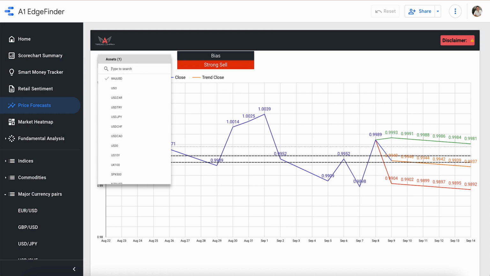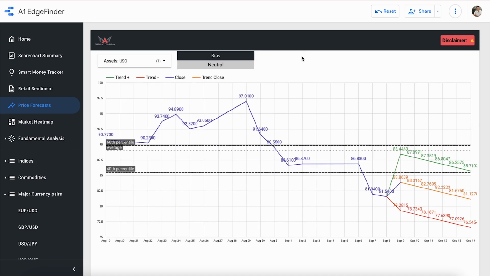So if I wanted to do, say, how about GBP? You know, there's all our pound pairs, JPY. There we go. But we're going to take a look at oil. So oil has a neutral bias. It's not trending upwards or downwards too much. We have a neutral buy bias right now. Our average trend line, 60th and 40th percentile here.